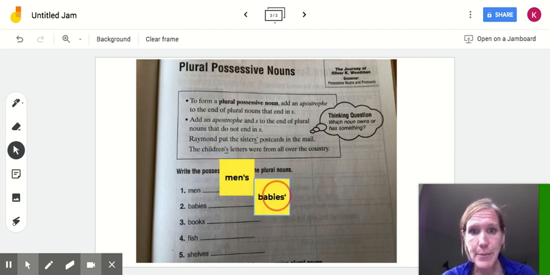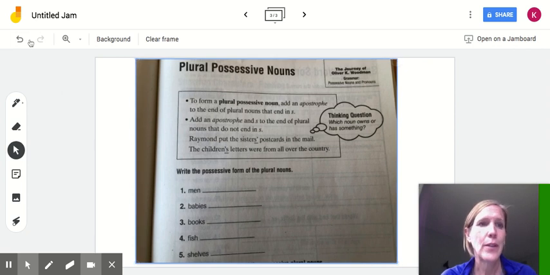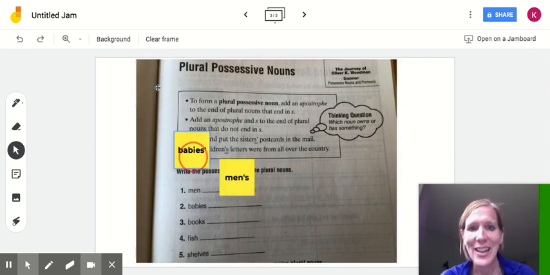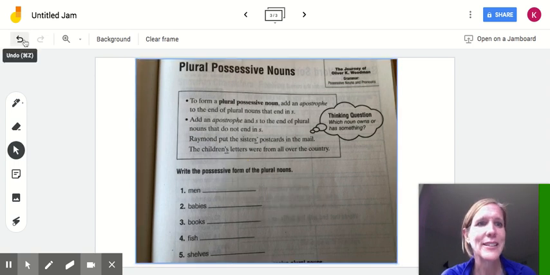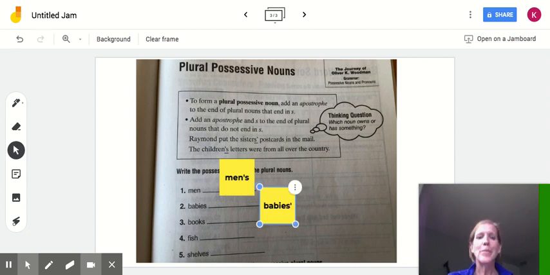Okay, babies. Okay. Oh, hold on. There. I don't know why that does that. Sorry. Okay. Oh, I did it again. All right. You got what you got to do. Okay. So you're going to continue.